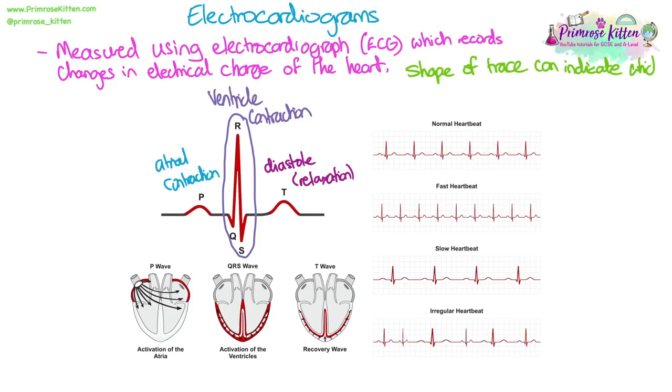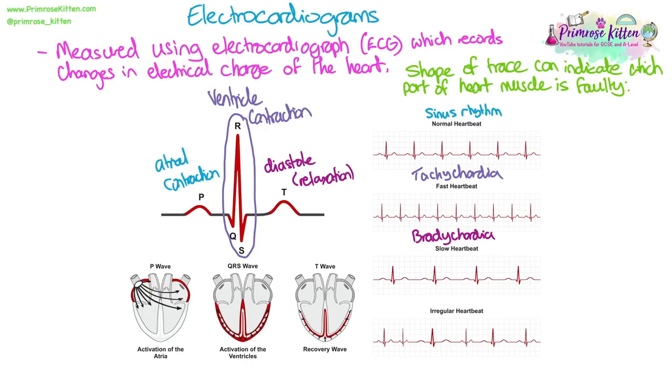The shape of an ECG trace can indicate if there are problems with different parts of the heart. Normal heartbeat, sometimes called sinus rhythm, can be seen in the top chart. A faster than normal heartbeat, above 120 beats per minute, is known as tachycardia. A slower than normal heartbeat is known as bradycardia. And an irregular heartbeat can sometimes be called an ectopic heartbeat, which the patient would feel as skipping or fluttering of the heart.